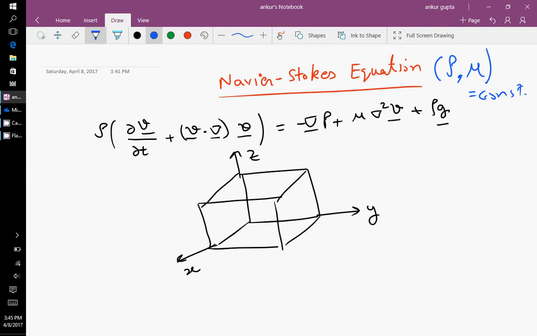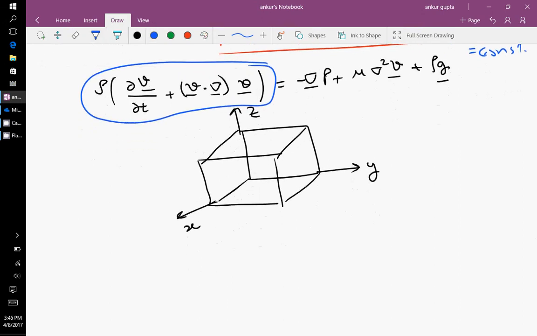So the Navier-Stokes equation has the left hand side as rho del v vector by del t plus v dot del v vector, and the right hand side is minus grad p plus mu del square v vector plus rho g vector. So let's go term by term and discuss whatever we have discussed in class. So let's take the left hand side, which is rho del v vector by del t plus v dot del of v vector.